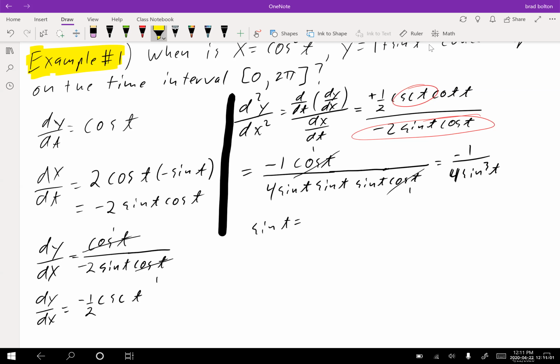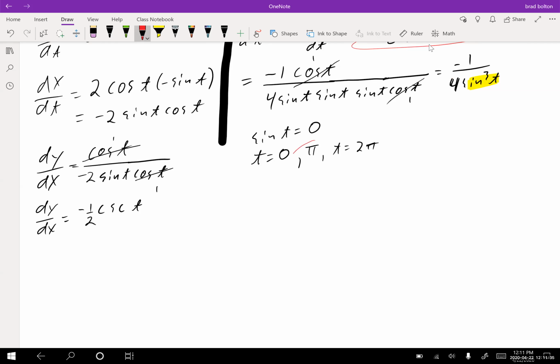Basically all I'm doing is looking at this, and I don't need the cubed. The cubed is not going to affect whether it's 0 or not. It's all about the sine of t. So we know that sine of t equals 0 when t equals what? Well, t could be 0, or pi, or 2 pi. Those are all instances where sine would equal 0.